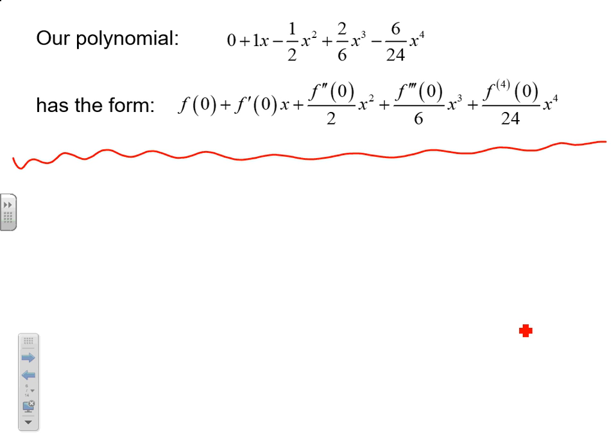Cool. All right, so when we had the function natural log of x plus 1, this is what you're going to have to do. You're going to have to evaluate f of 0 to be 0.